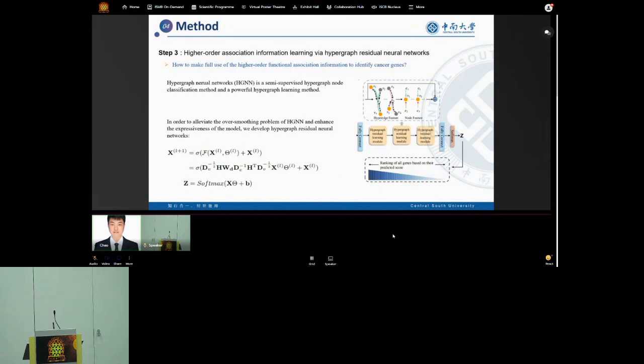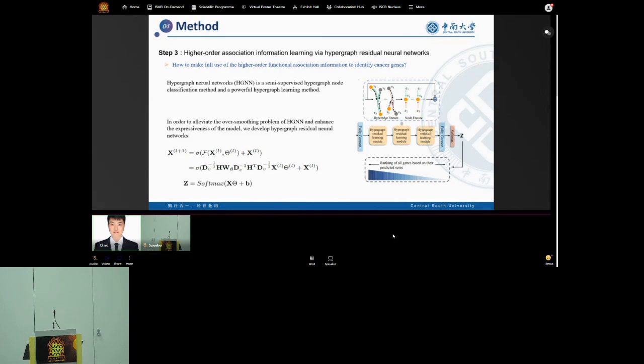The HGNN is a semi-supervised hypergraph node classification method and a powerful hypergraph learning method. HGNN extracts high-order association information in the hypergraph through a two-stage message passing neural network between nodes and hyperedges. However, stacking multiple layers of HGNN has the risk of oversmoothing, which limits the expressiveness of HGNN and makes the model difficult to converge.